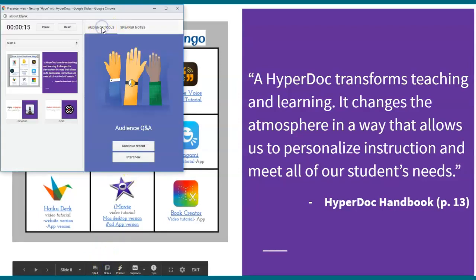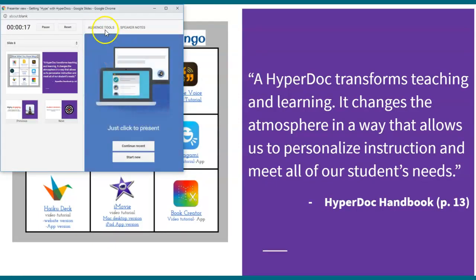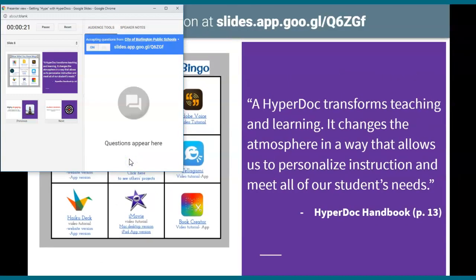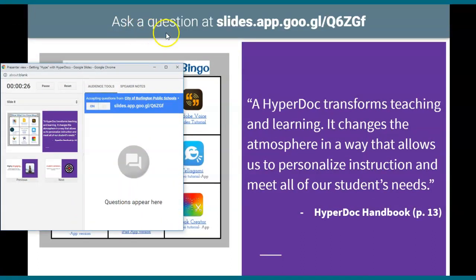And I'm going to go to Audience Tools. This is where I can activate Audience Question and Answer. I'm going to start a new session, and automatically, if I move this window down, you'll see that my students now have the option of going to another website to ask questions. So I will show you what this will look like.